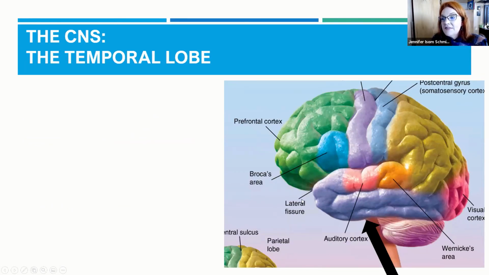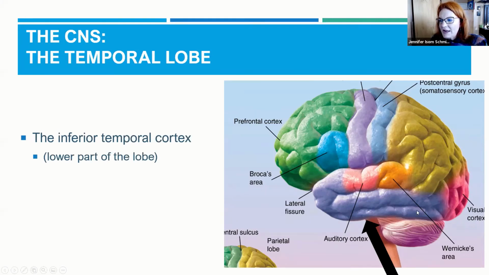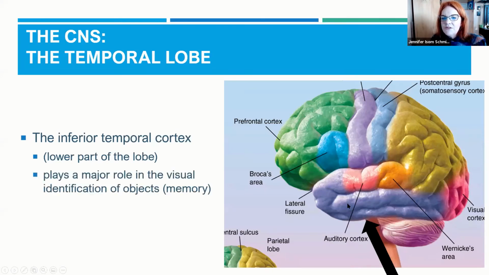Okay, the other main thing that the temporal lobe does is it's involved in memory, and it's really the inferior part here, the lower part, that's involved in that. Anytime you are identifying an object or a thing or even a person, that's more inferior, but those are memory. Those involve things like the hippocampus, and the hippocampus is located on the internal or the medial part of the temporal lobe.